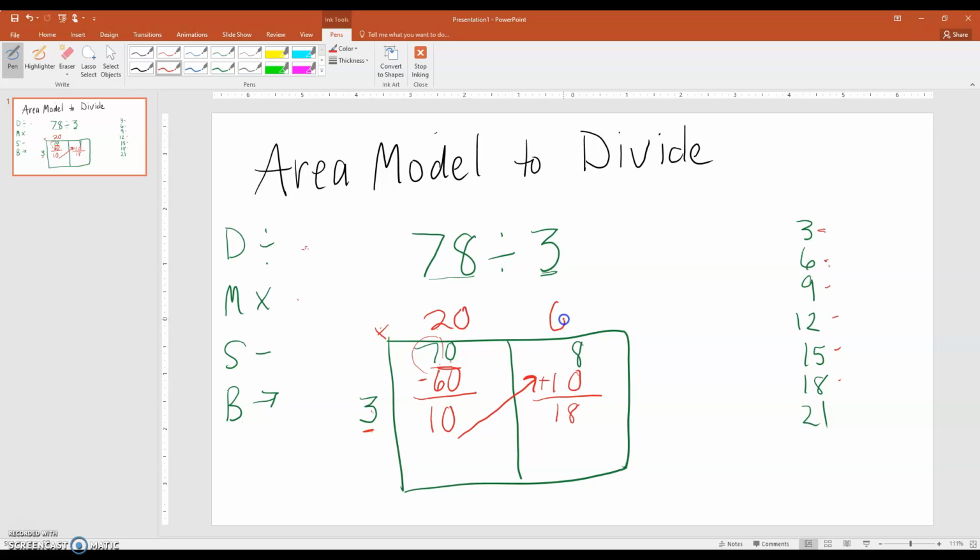Remember, those quotients always go on the outside. I just divided. Now I need to multiply. 6 times 3 is 18. I subtract. I get 0, and 0 is what I have to have. I need to make sure all of the columns are empty. So there's nothing left, nothing to bring up as a remainder. That means my 2 partial quotients are 20 and 6, and the quotient then is 26. 78 divided by 3 is 26. 26 times 3 is 78, and 3 goes into 78 26 times.